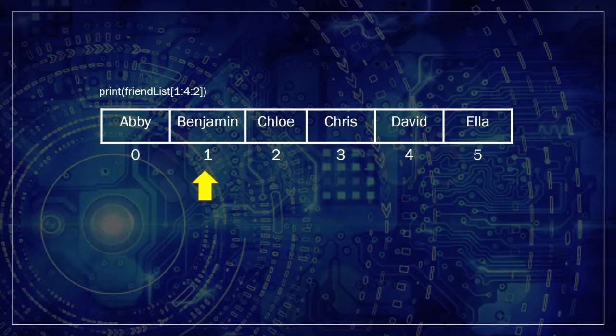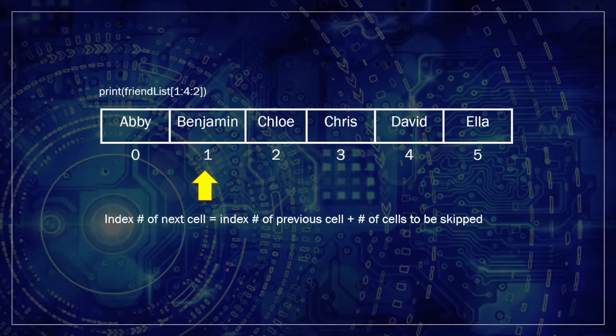The first integer is the index that we want to start at. The second integer is the index that we want to go until but not include. And the third integer simply tells Python how many elements we want to skip when we slice.